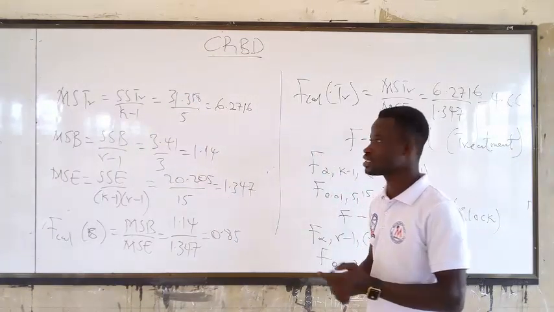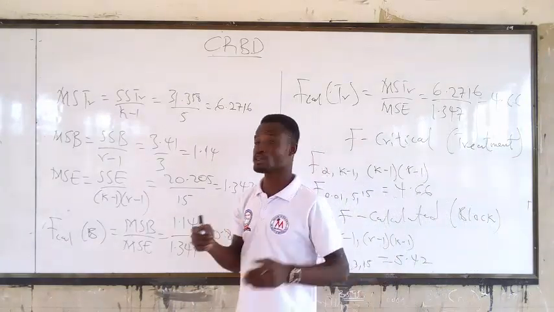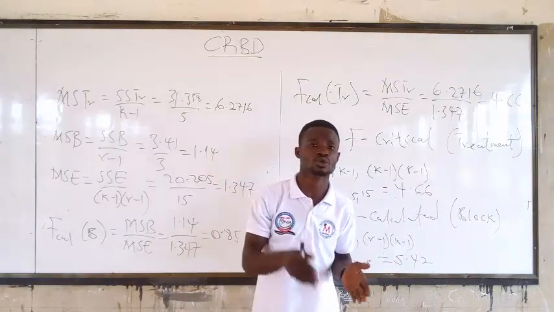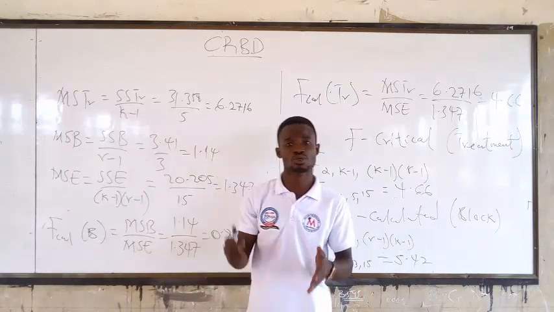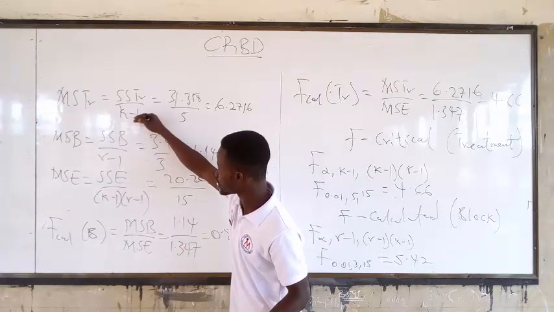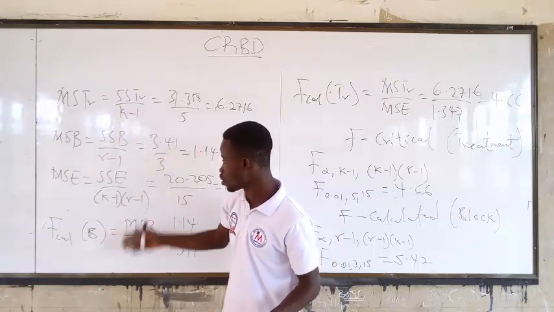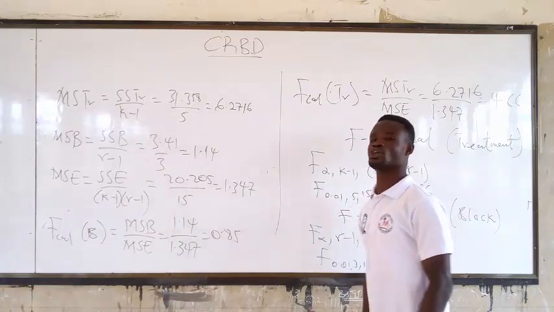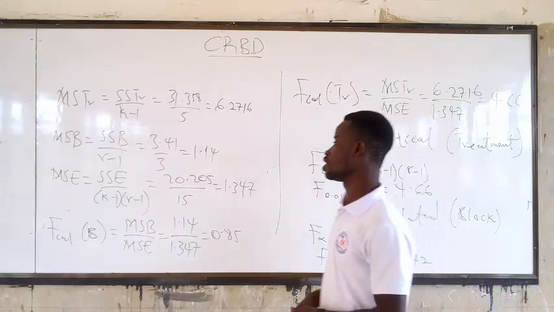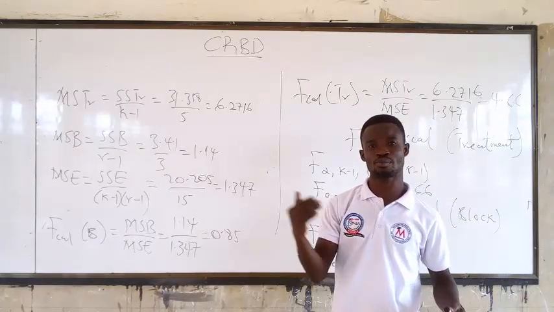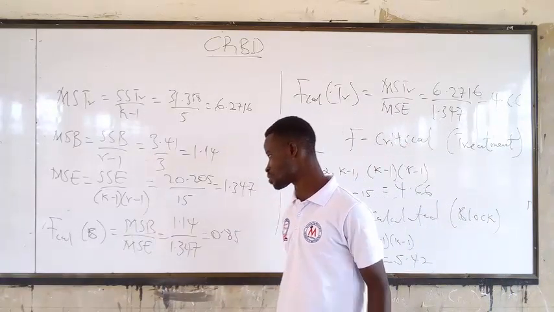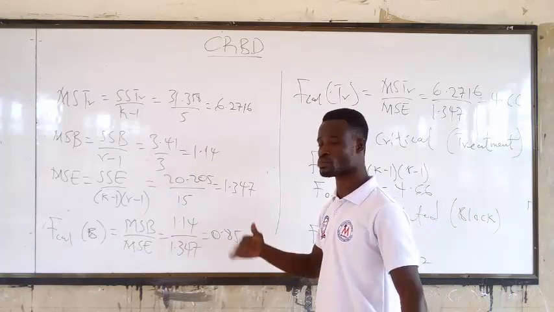Alright? So this formula too, you don't need to cheat: mean square of the treatment over the mean square of the error. Because all of this is over each degree of freedom. And you go your way like that. Alright, so when you come to the F calculated, we will have to find that of the block and that of the treatment, or that of the treatment and that of the block.